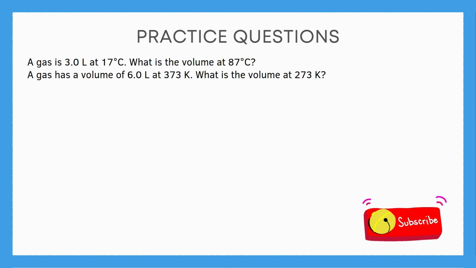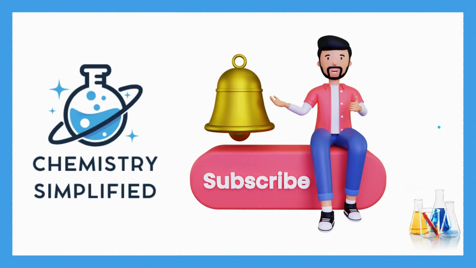And the next thing on our agenda are some practice questions that I want you to try your hands on, and you can comment the answers in the comment section below and I'll be more than willing to receive them. First question says a gas occupies a volume of 3.0 liters at 17 degrees Celsius. What is the volume at 87 degrees Celsius? The next question says a gas has a volume of 6.0 liters at 373 Kelvin. What is the volume at 273 Kelvin? So go ahead, do justice to those questions and let me have your answers in the comment section.